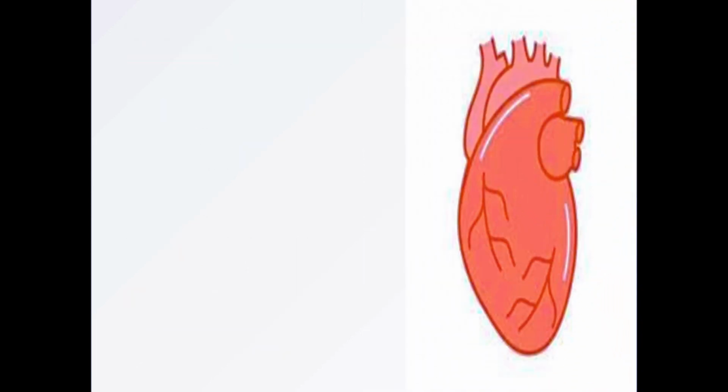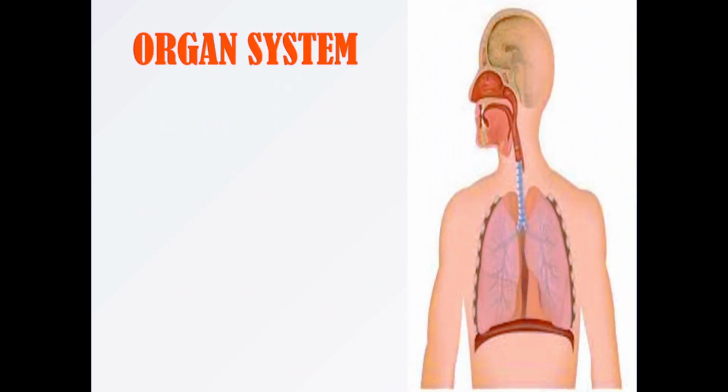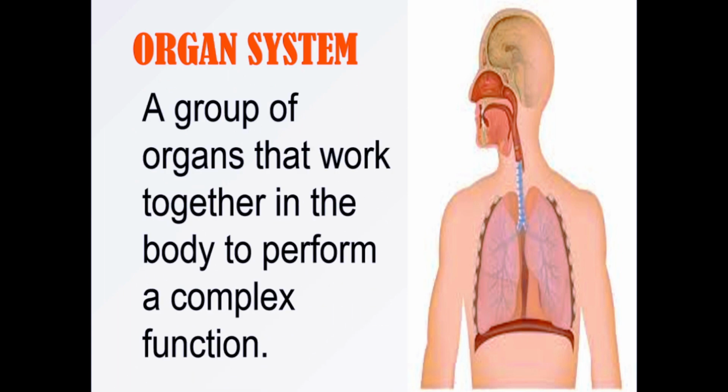How about this? This is the heart. So, it is an organ. Organs are groups of tissues organized together to carry out a particular set of functions. Then, this is an organ system. An organ system is a group of organs that work together in the body to perform complex functions.